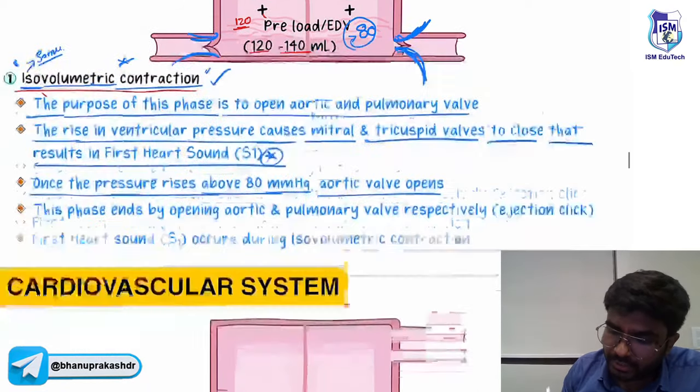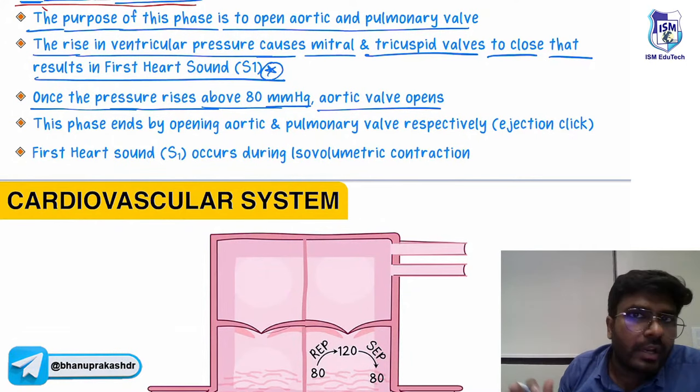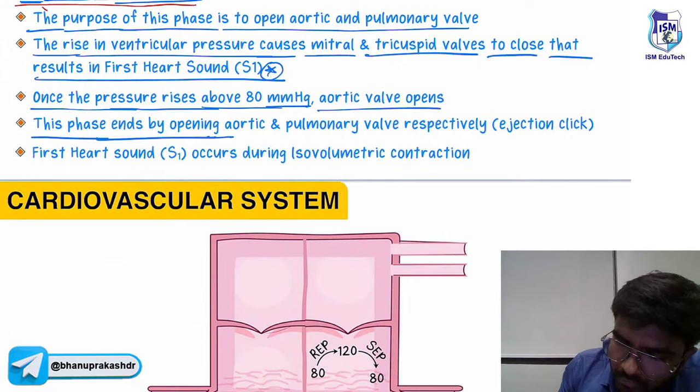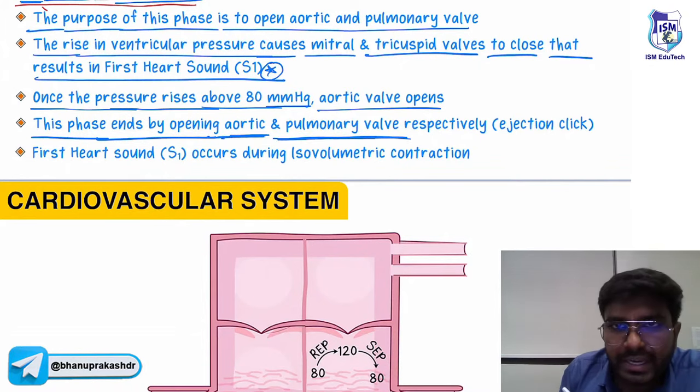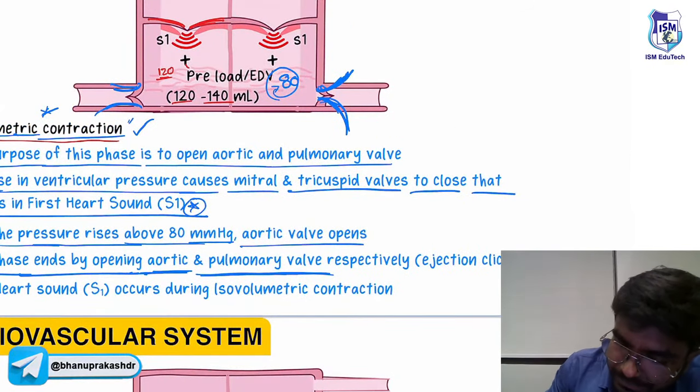Okay, the aortic valve opens. Once the aortic valve is opened, isovolumetric contraction is completed. So this phase ends by the opening of the aortic valve on the left side and the opening of the pulmonic valve on the right side.